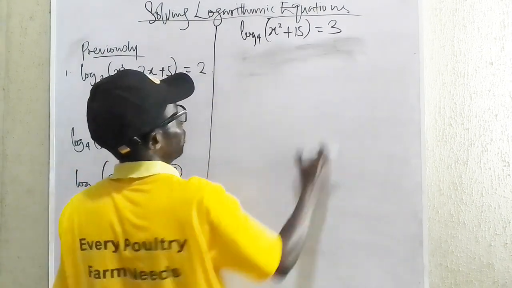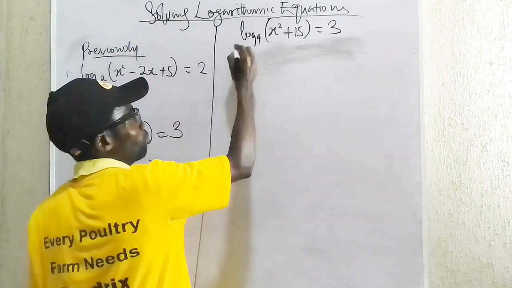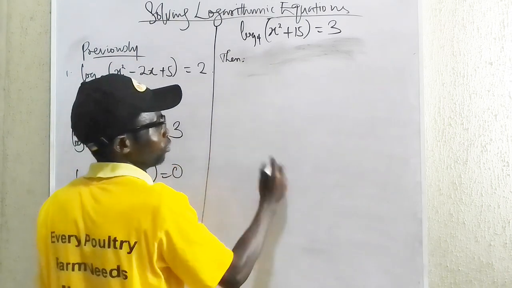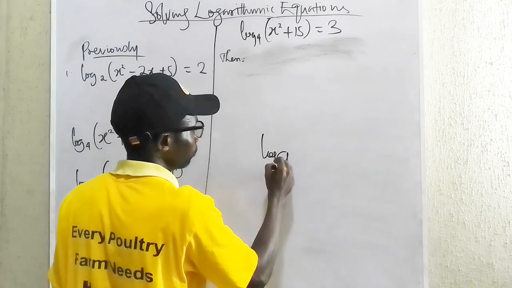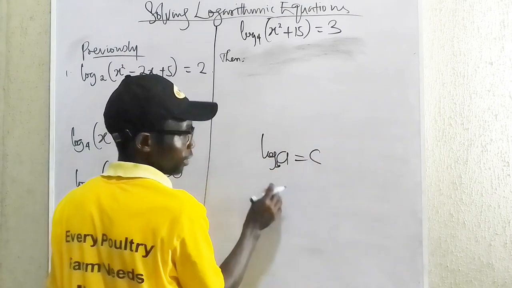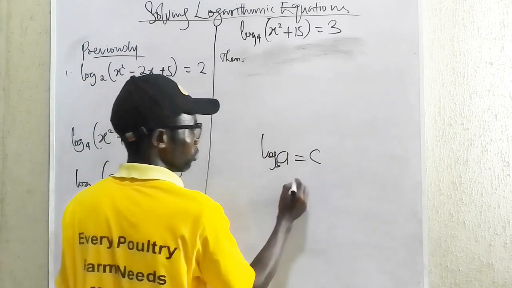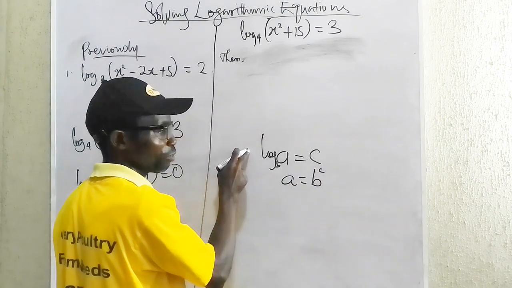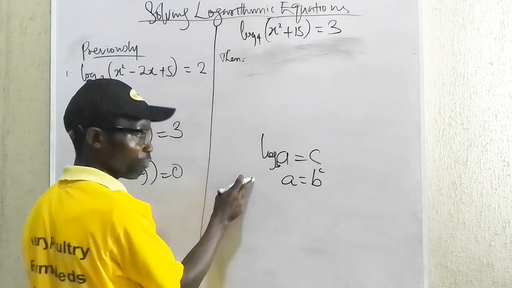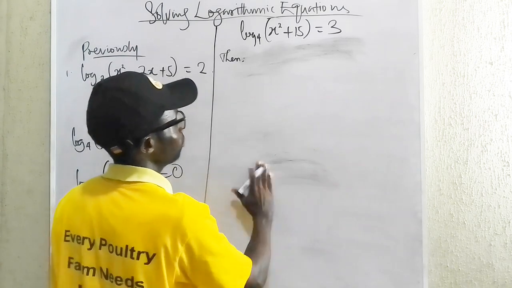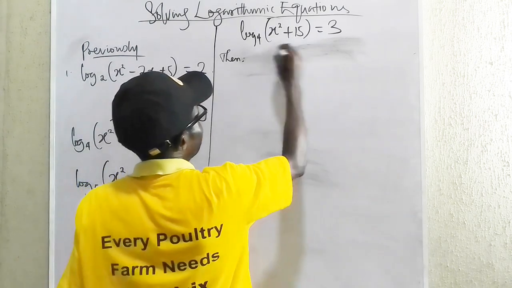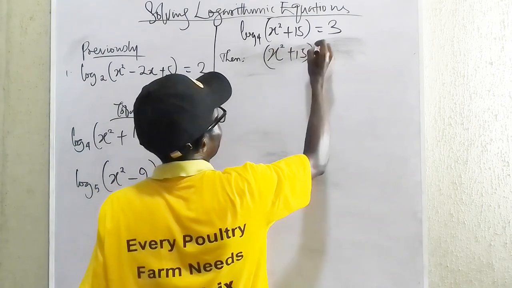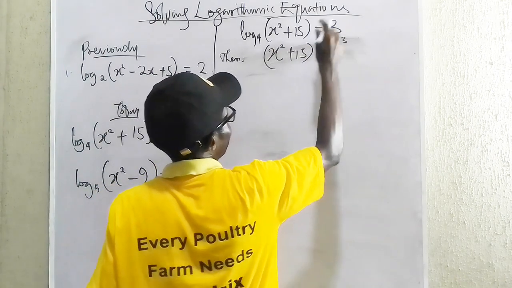What's the index form first? Turning to the index form means the log of a number to a particular base is actually the number of times the base will be raised. So a will be b raised to the power of c. This is the logarithmic form, this is the index form. So going ahead, we would have x raised to the power of 2 plus 15 is equal to 4 raised to the power of 3.